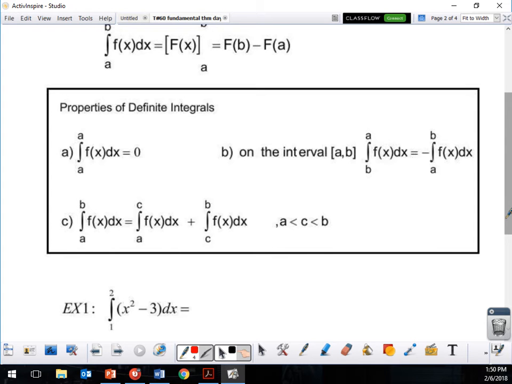Okay, from A to A. So the same point to the same point is going to give me 0. Okay, because your delta x is going to be 0 here, right? There is no thickness for this. So to find the area under any curve with 0 thickness, the height could be 100, but the width is 0. So that's what that means.